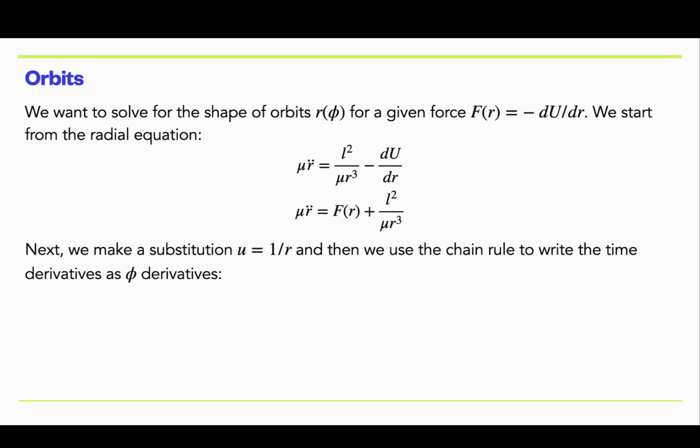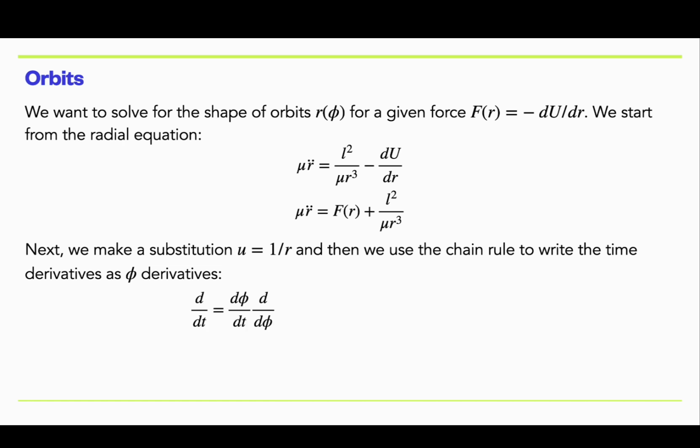The second thing that we want to do is, instead of having a time derivative, instead of r double dot, we want to write our derivatives in terms of the phi generalized coordinate. So the thing that we're trying to get to is an equation that relates u to phi, and then at the very end we'll replace the u's with r's, and so what we're going for is r as a function of phi. That will tell us the shape of the orbit.